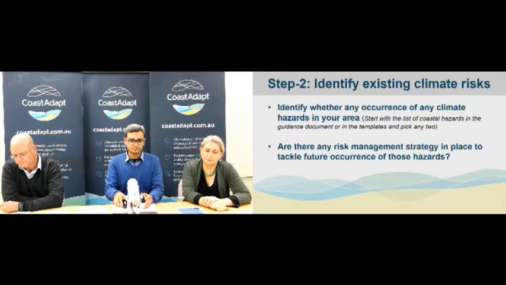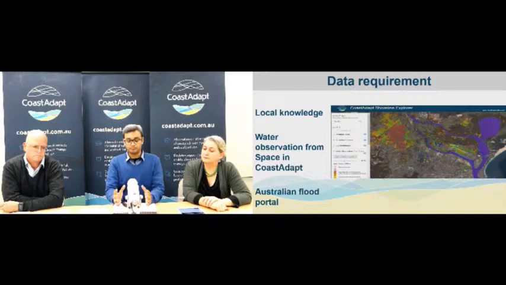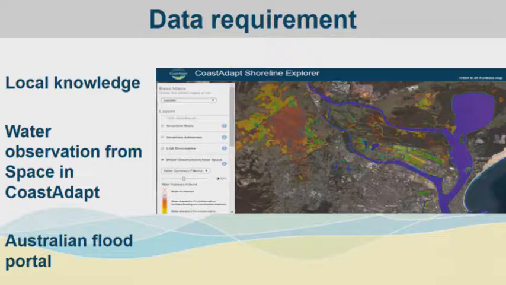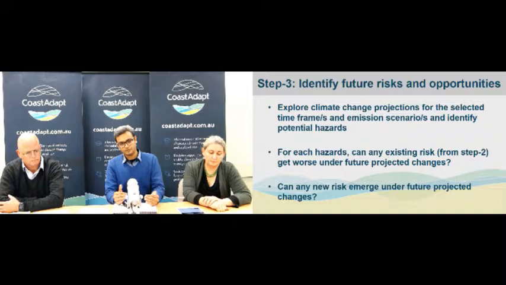And as I mentioned, the most important data that you can use in this step is local knowledge and talking to local experts. Another data product from CoastAdapt, Water Observations from Space, can be used as well. That can help you identify areas that have been flooded in the past. So in step two, we have identified your existing risks.